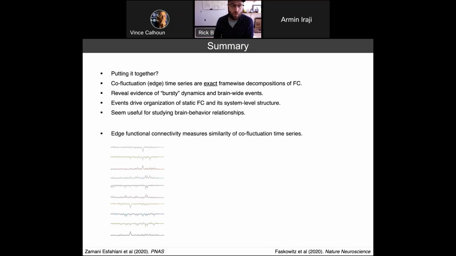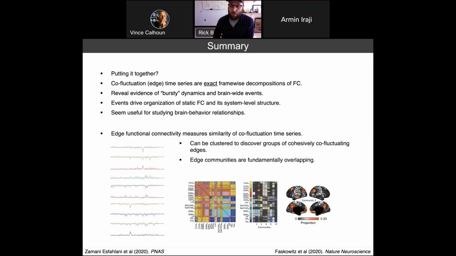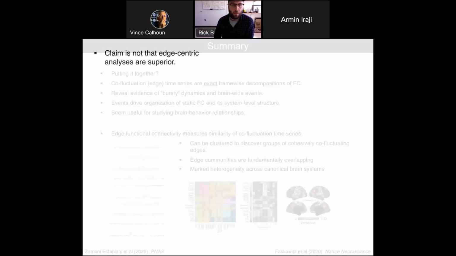In Josh's Nature Neuroscience paper, in turn, we found that we can actually take those edge time series one step further by calculating edge functional connectivity, and it reveals these cohesive sets of edges that are co-fluctuating in similar ways. And when we cluster these edges, they give us pervasively, fundamentally overlapping communities with marked heterogeneity across brain systems.